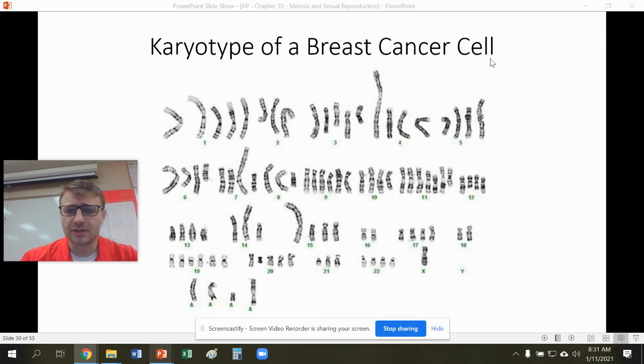Interestingly enough, this is a karyotype of a breast cancer cell. You can see there's a lot more chromosomes than you would expect. You'd expect 46 chromosomes. You can see here, there's a lot more.